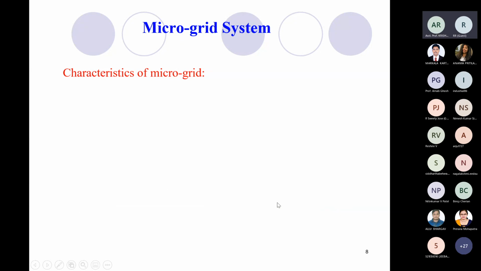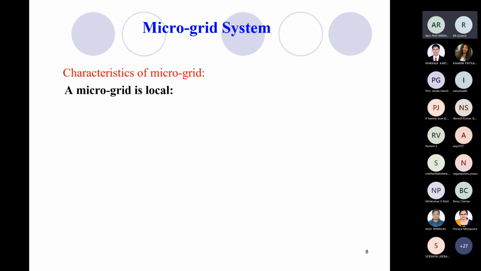Now, some characteristics of microgrid. First, it is local. What is the advantage of making this microgrid local? As we know, thermal power stations or hydropower stations are situated far away from the locality. So after generation, the electricity has to be transmitted and distributed through long transmission lines. It has to be brought to the customers after passing through a long transmission line.